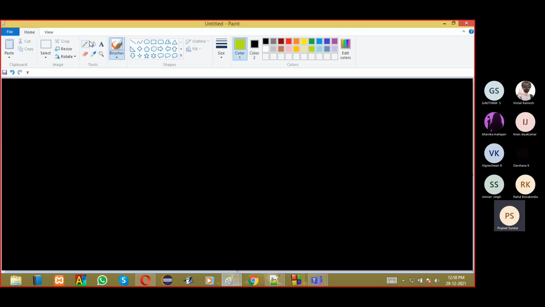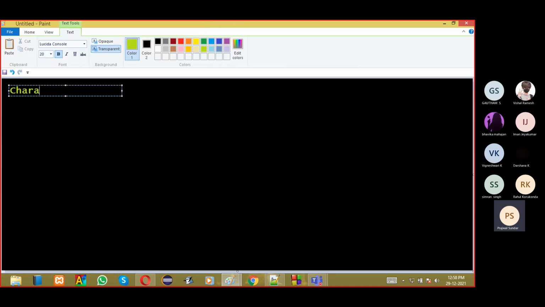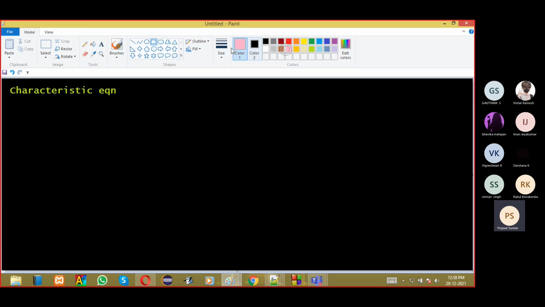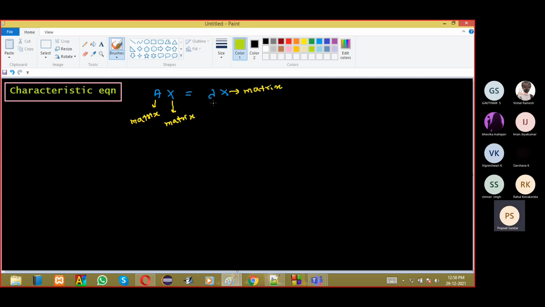So now only we have to come to the concept of characteristic equation. We'll come to this concept. Now, suppose I'm just giving you a question. Ax is equal to lambda x. See, first we try to understand what this is. This is a matrix. This is also a matrix. This is also a matrix. But this is not a matrix, this is a number.